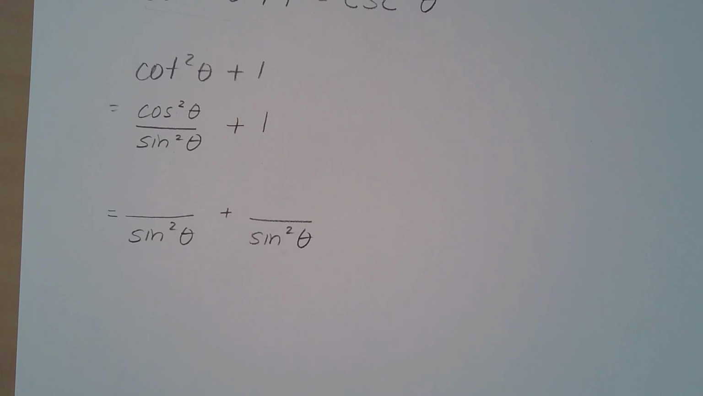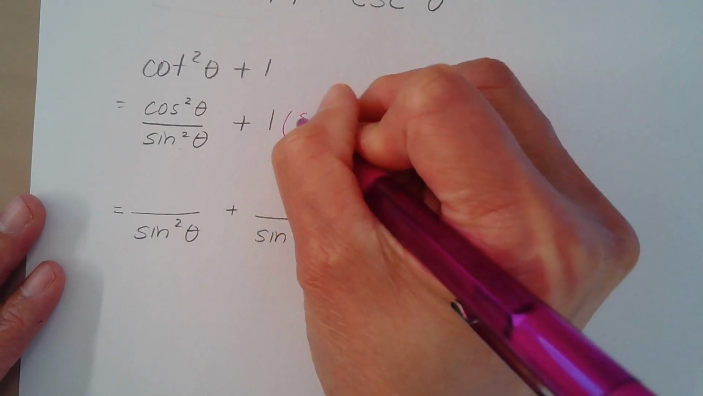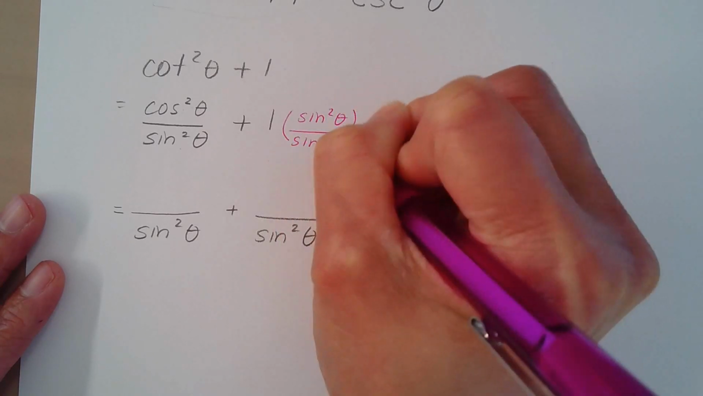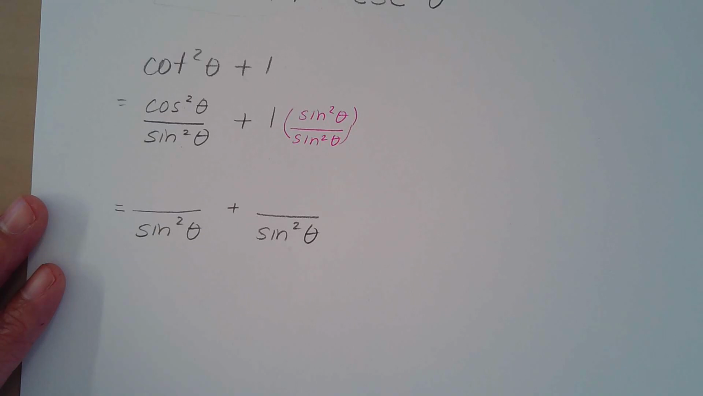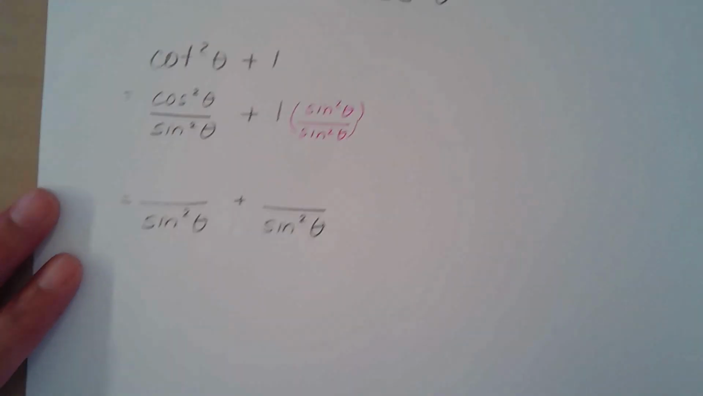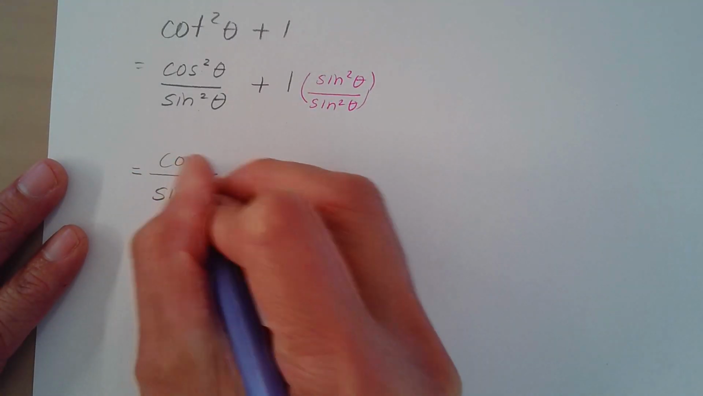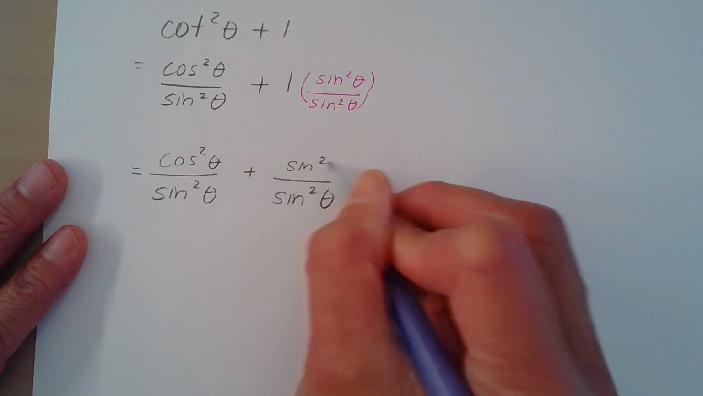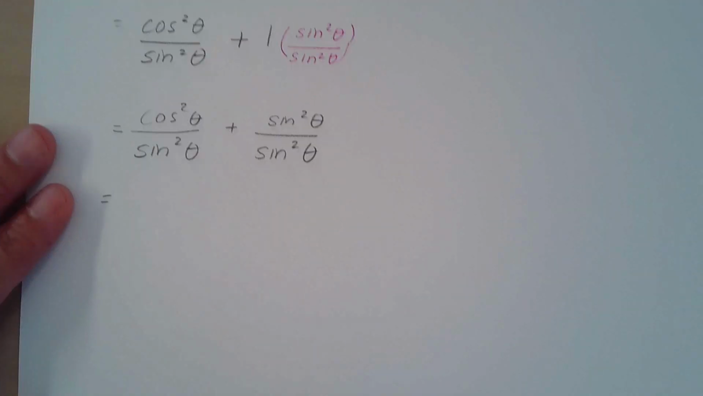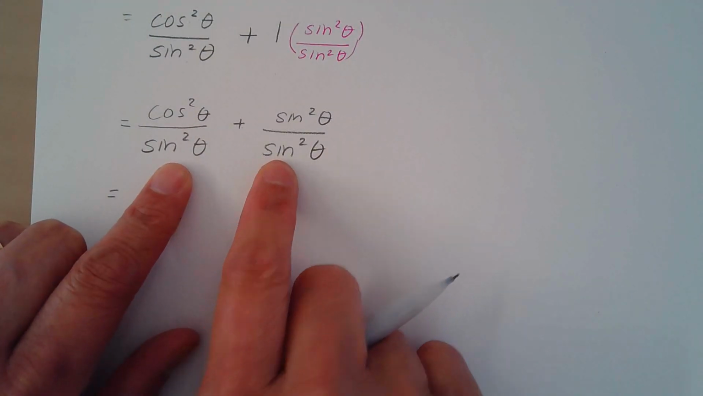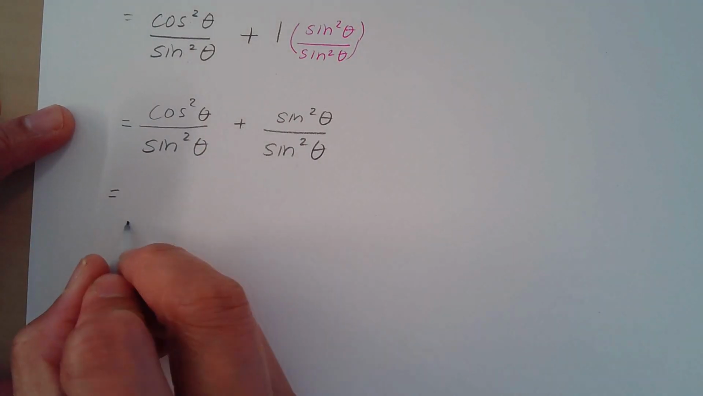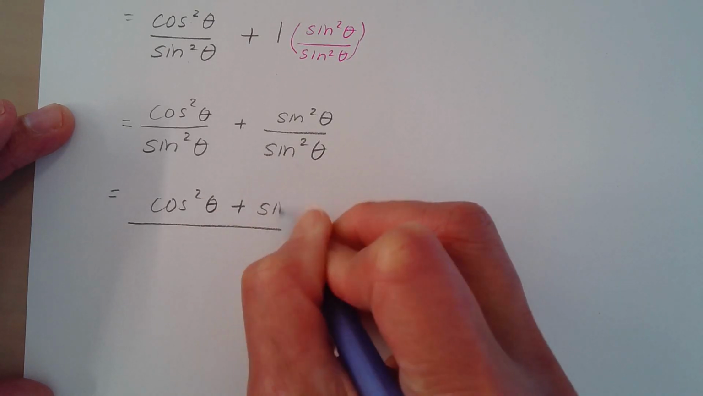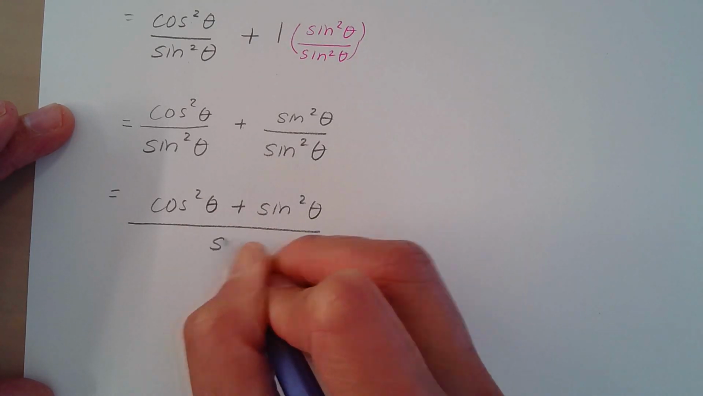So what we're going to do is multiply this by sine squared theta over sine squared theta. We're actually going to multiply it by 1 in this form. So what would it be? Cos squared theta plus sine squared theta. Okay, now that they have the same denominator, I can write it this way: cos squared theta plus sine squared theta divided by sine squared theta.